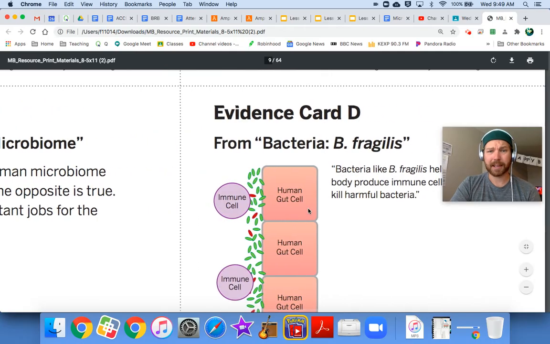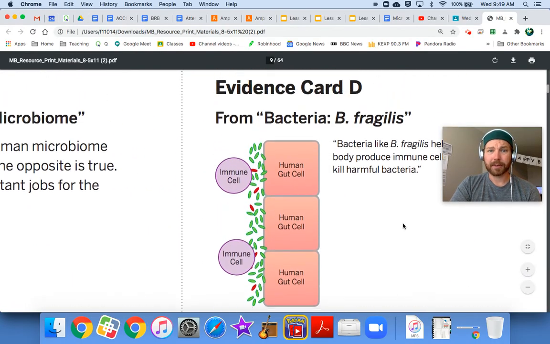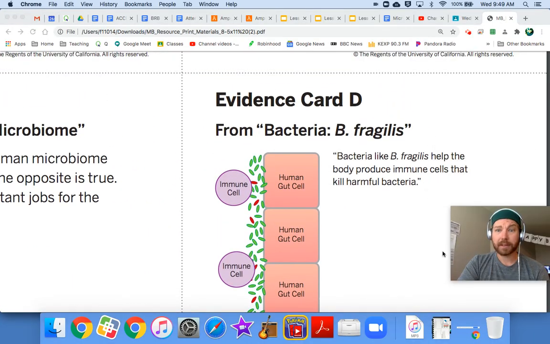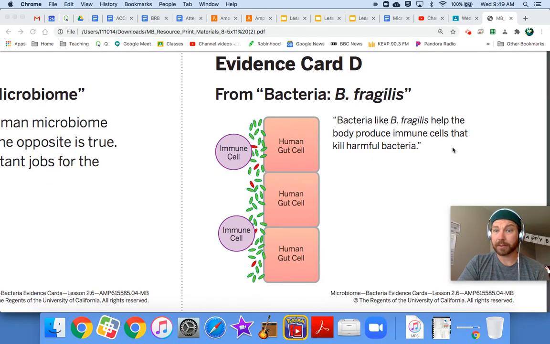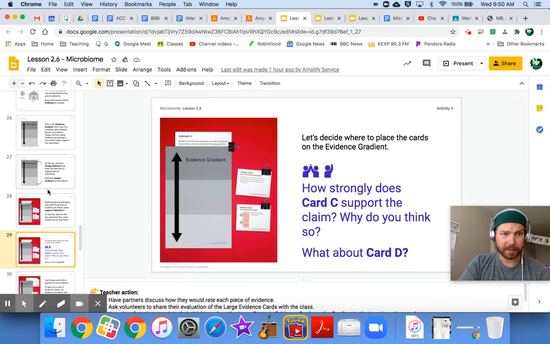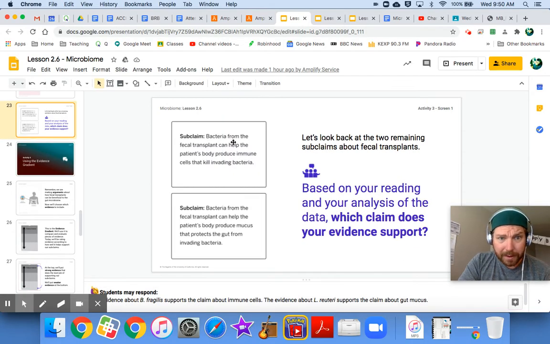The next one, evidence card D, here we go, from bacteria, B. fragilis. Bacteria like B. fragilis help the body produce immune cells that kill harmful bacteria. Oh, and look, we have an illustration right here. Here's our gut cells. Here's our immune cells. Okay. How strongly does that support our subclaim that bacteria from the fecal transplant can help the patient's body produce immune cells that kill invading bacteria?